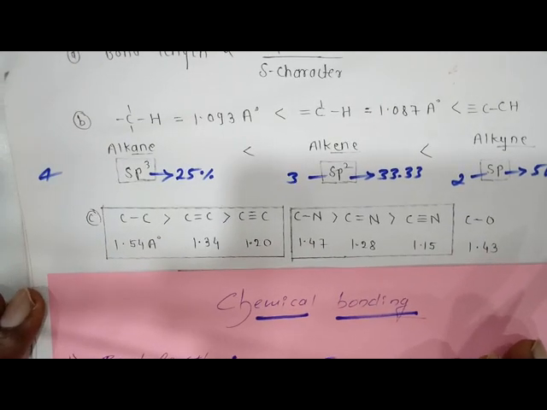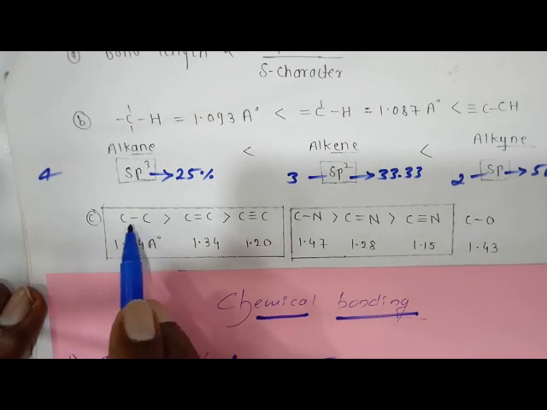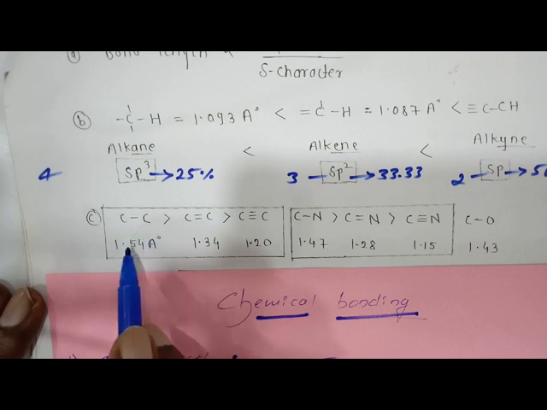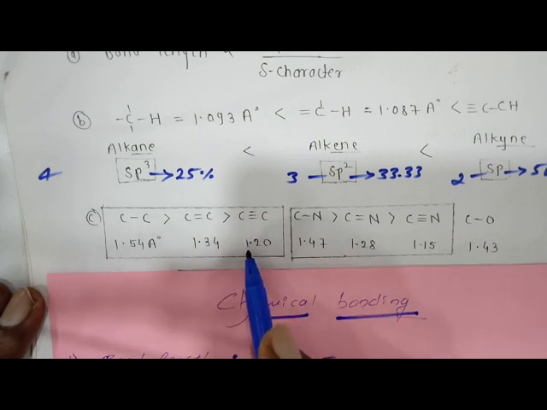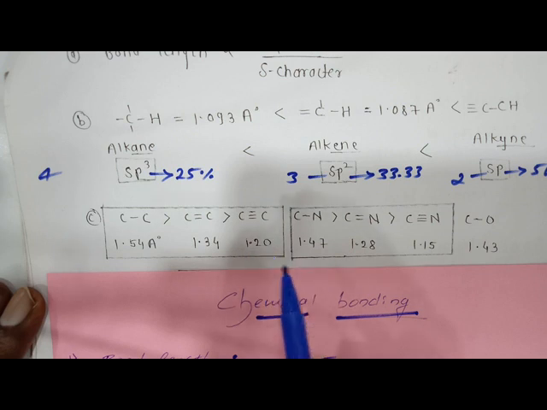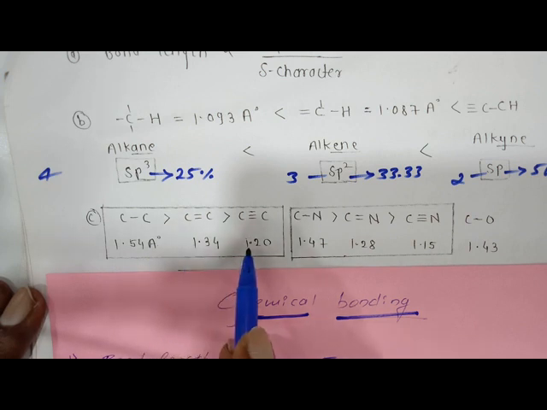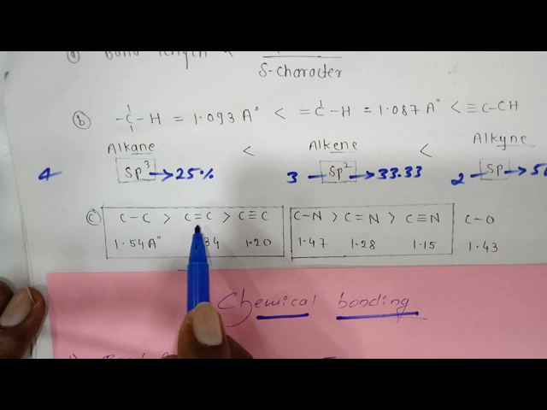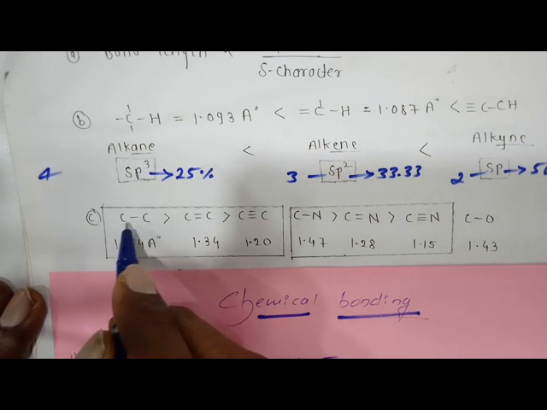Now the next one. Again, the bond length of the carbon-carbon single bond is 1.54 angstrom, the carbon-carbon double bond is 1.34 angstrom, and the carbon-carbon triple bond is 1.20 angstrom. What happens, students? In this case also, bond length goes on decreasing as we move from alkane to alkene to alkynes.